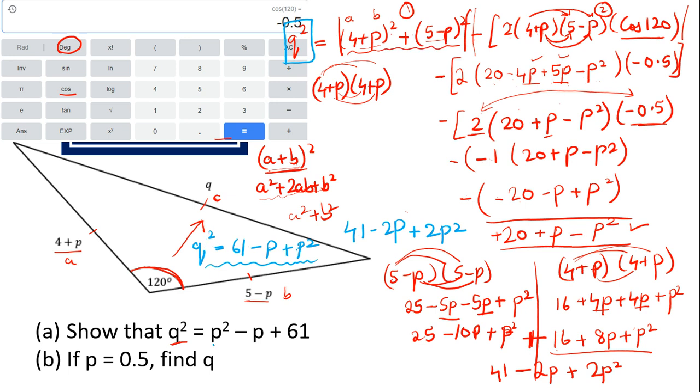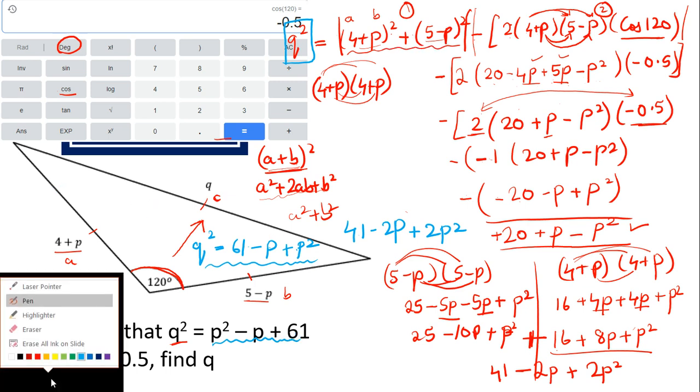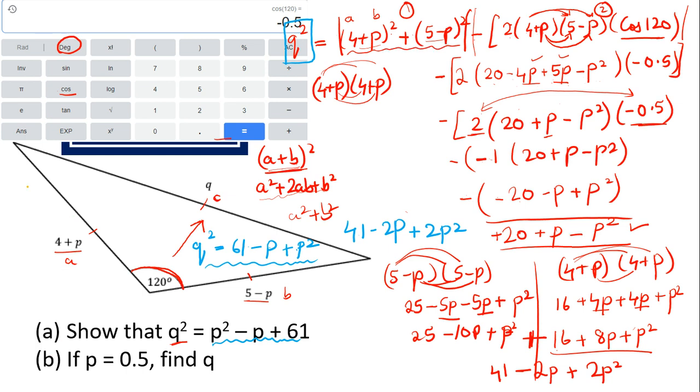And if I want to write it the same way that they have given, you just have to rearrange. So if I write it down, let me change my color again to make it simpler. So I have q squared equals, just rearranging the entire thing the way they have given, p squared minus p plus 61. And that's pretty much how you go about solving this.